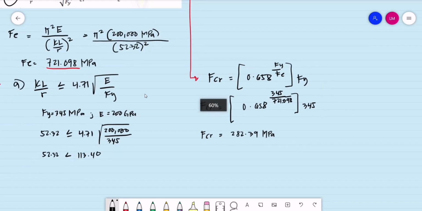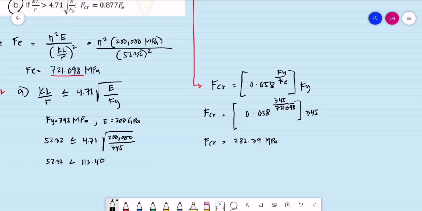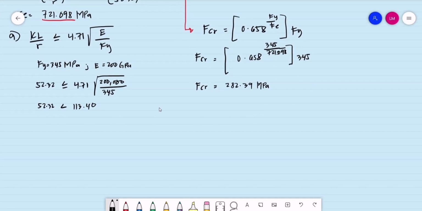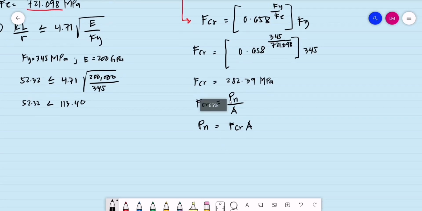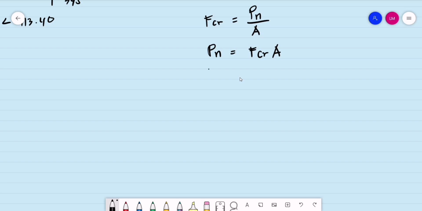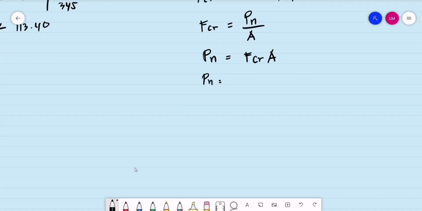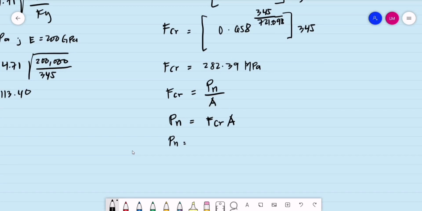So for our LRFD and ASD design, we are now ready to compute the load. Basically, stress, that is F sub CR, is equal to the load divided by the area. So the nominal load P sub N will be equal to the flexural buckling stress F sub CR multiplied by the area of the section. F sub CR is 282.39 megapascals, or newtons per square millimeter.